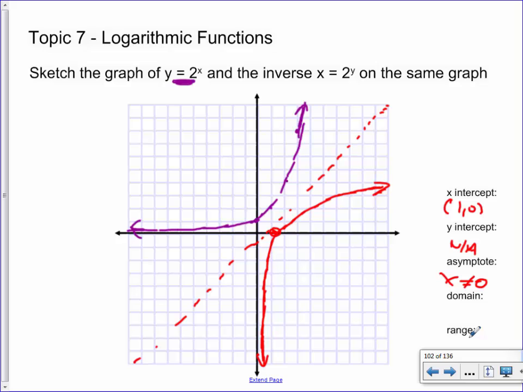What about the domain? Can you use anything you want for x?